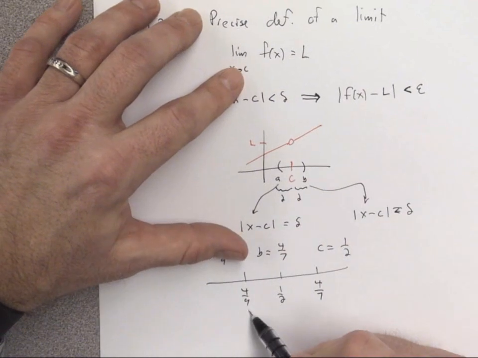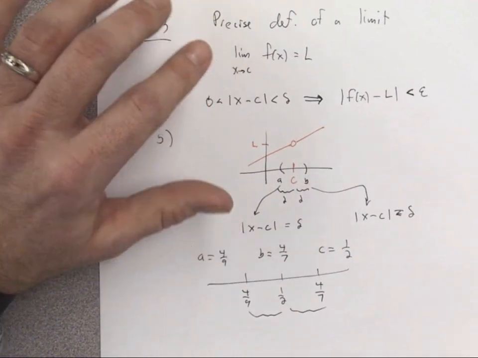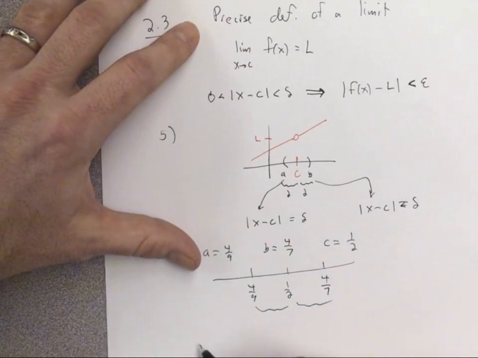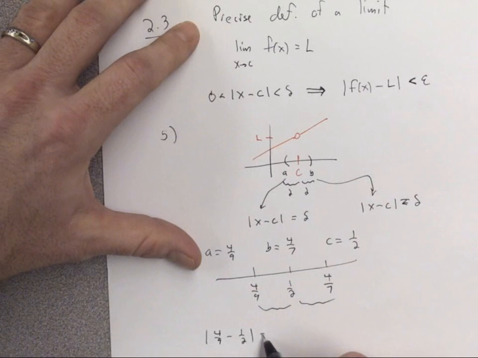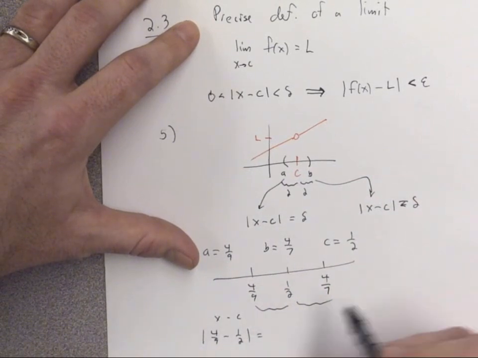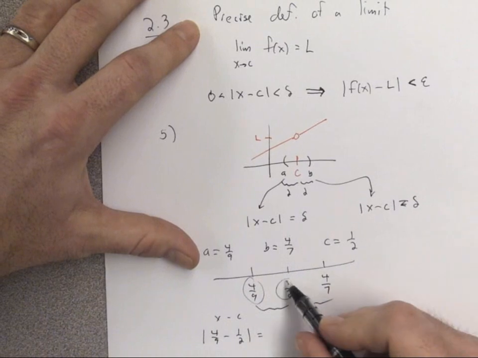So what I'm going to do is I'm going to find this distance here, I'm going to find this distance here, and I'm going to figure out which one's smaller. So what I know is the distance, again, is going to be, I'm going to take the absolute value of 4 over 9 minus 1/2 and figure out what that is. Remember, this is just x minus c, right? Where this is your x value, and this is your c value.